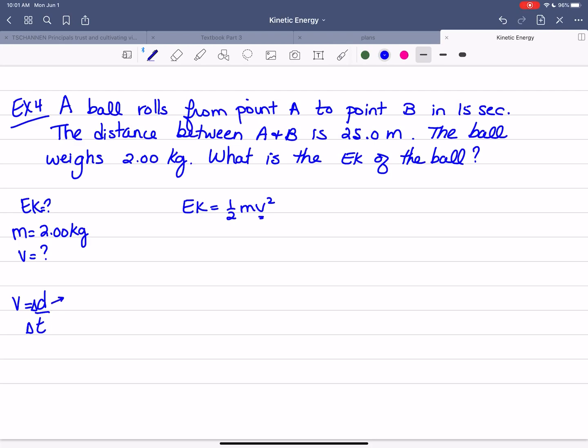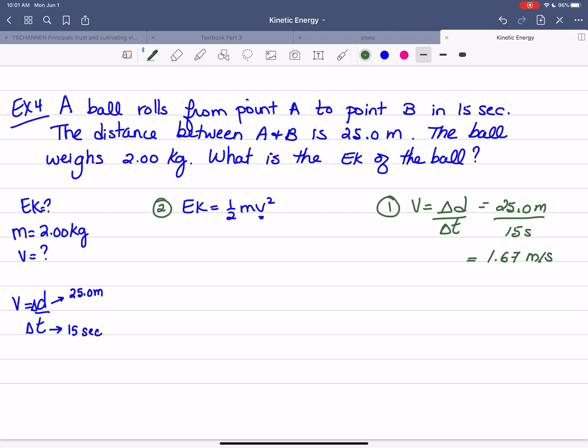Do I have delta D? I do, 25 meters. Do I have delta T? Yes, 15 seconds. So the very first thing I'm going to do, my step number 1, is V is D over T. So 25 meters, 15 seconds. So the speed of the ball is 1.67 meters per second. Now I can do step 2, which is this formula right here. And so EK is equal to 1/2 m, and then that number squared.